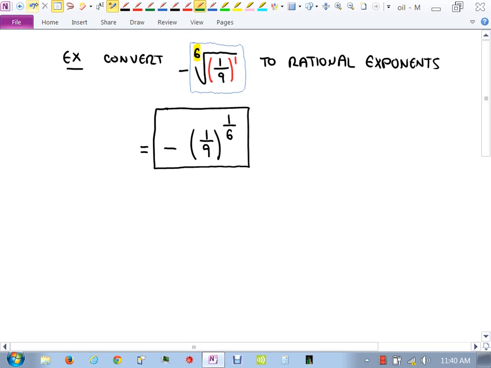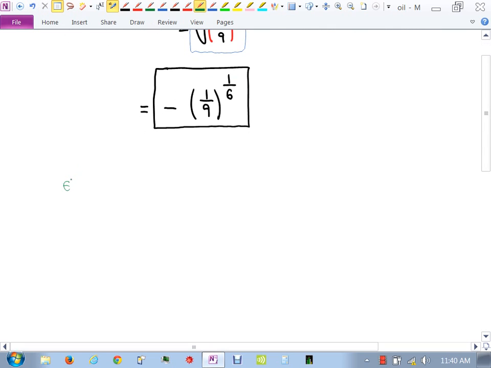Okay, let's try going the other way. Let's take something that's written with a rational exponent and try to convert it to radical. So convert the other way. Example, convert 4 to the 3 halves to radical form and then simplify.